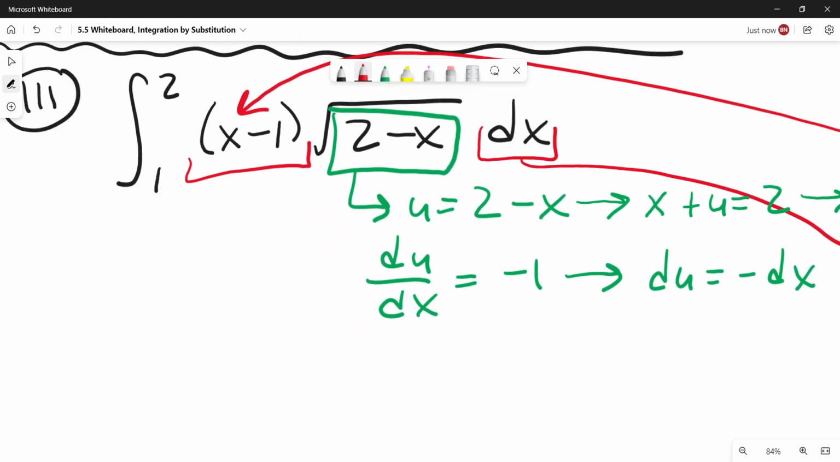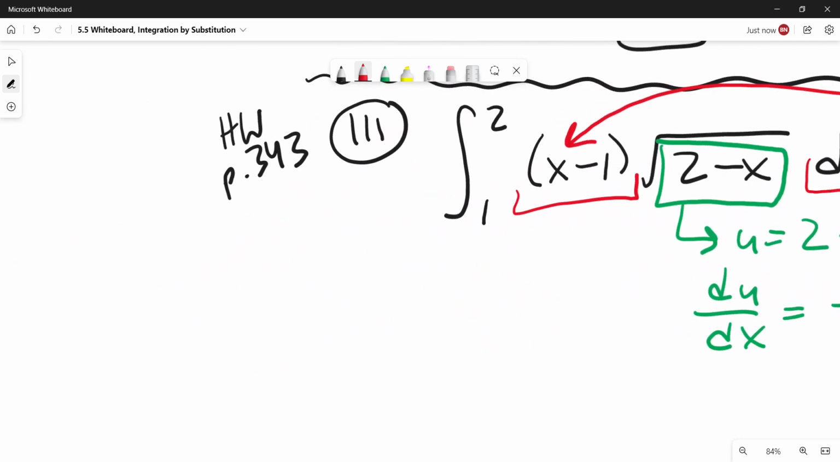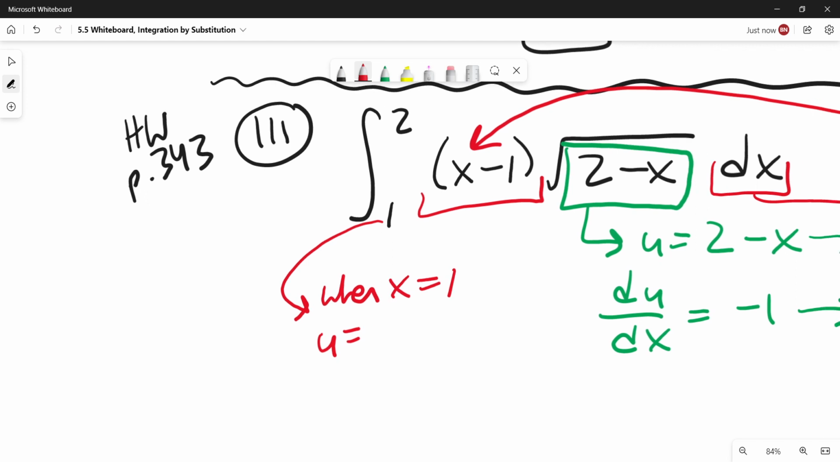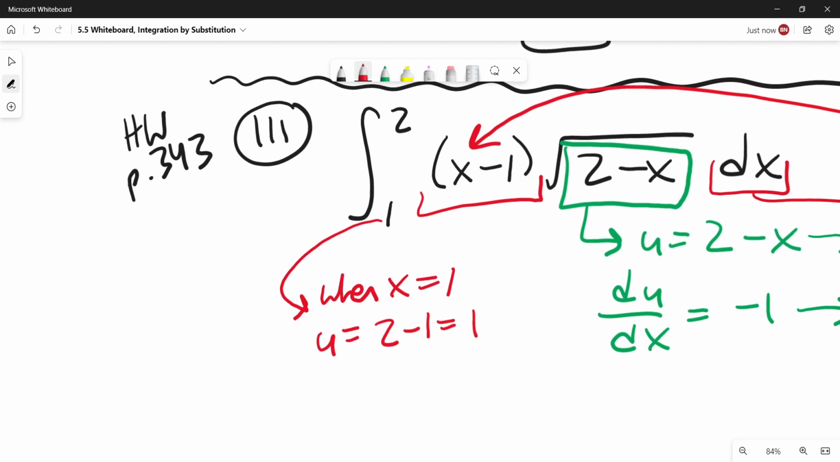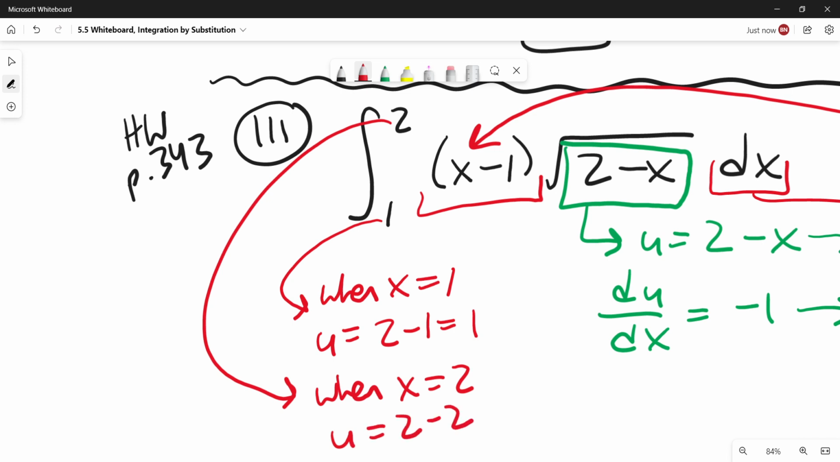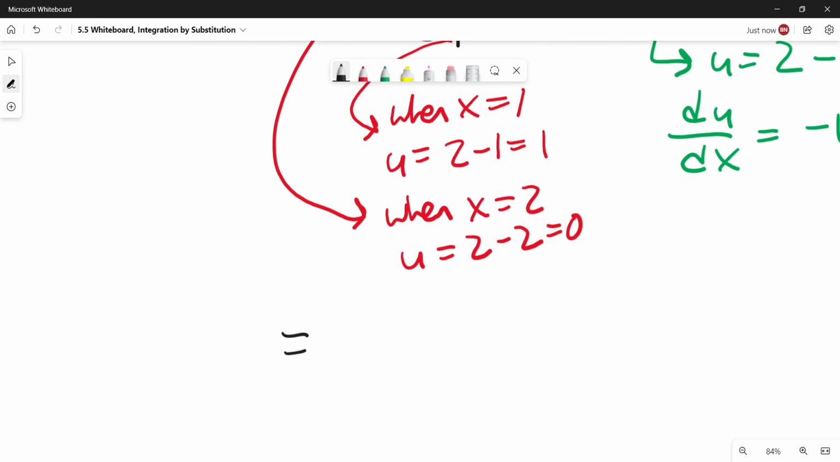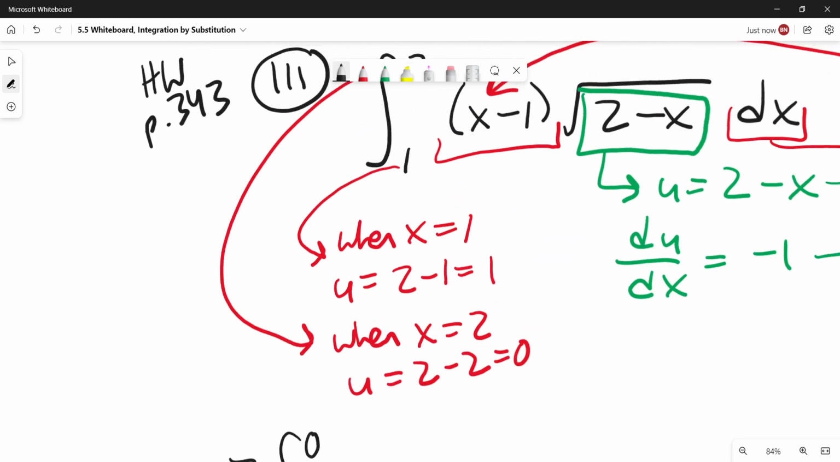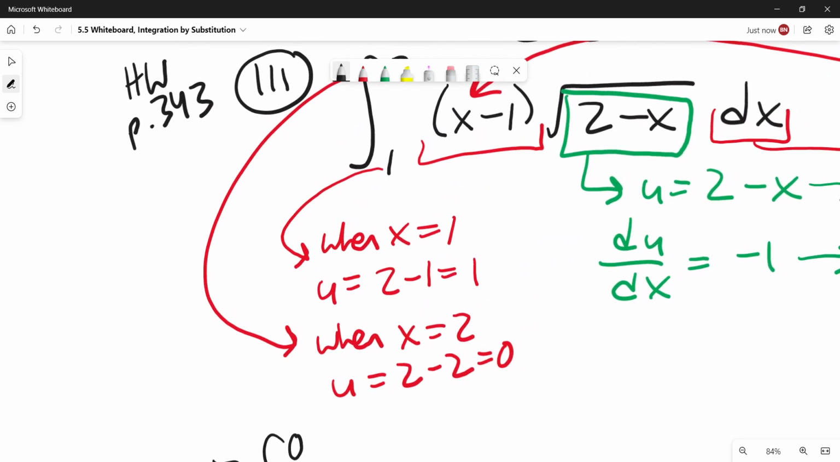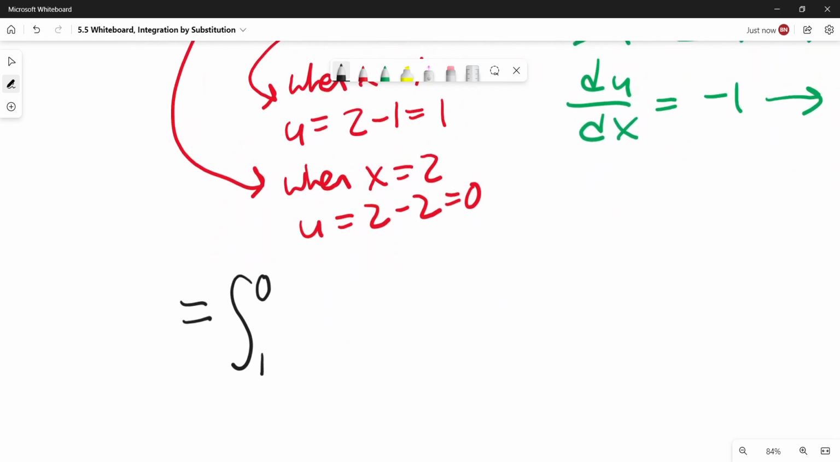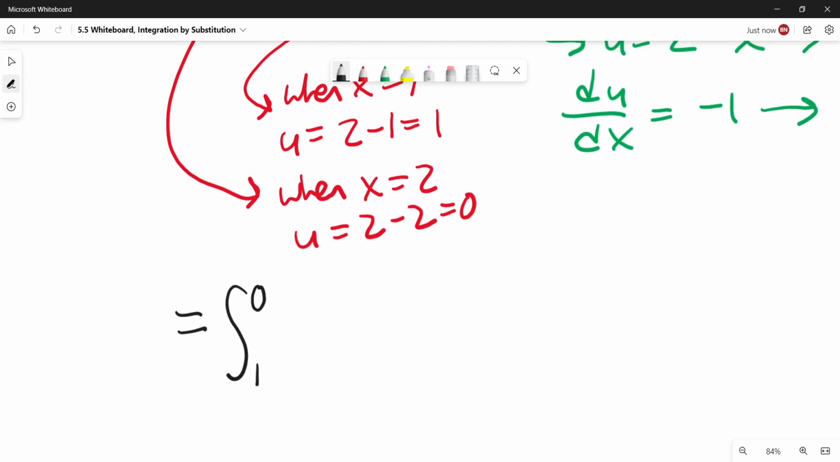2 minus u. And I have to redo our bounds. When x equals 1, u is 2 minus x, so 2 minus 1 equals 1. And redoing this bound, when x equals 2, u equals 2 minus 2, which is 0. So again, this is the phenomenon that I'm talking about. We went from bounds of 1 to 2 to bounds of 1 to 0. Upper bound is 0, lower bound is still 1, coincidentally, because when you plug in 2 minus 1, you get 1 still. Notice that, we've got to come back to that. That means the whole thing, we're just going to make it from 0 to 1, make it negative out front.